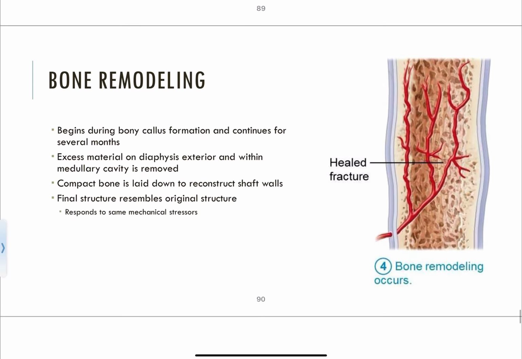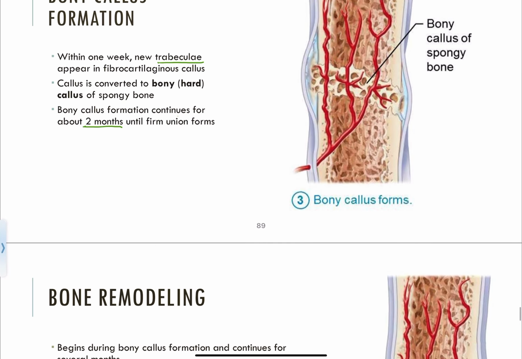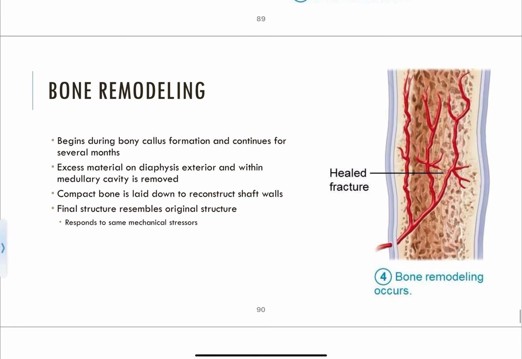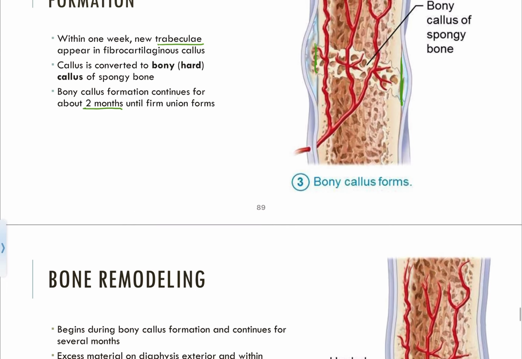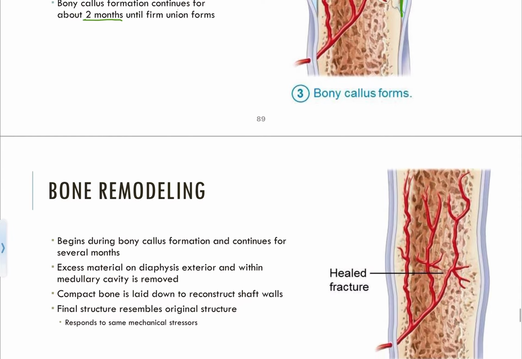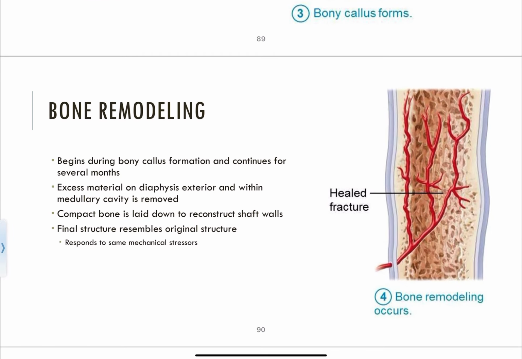The last step is bone remodeling, because if you look up here, our bone's kind of not in the right place where we really want it to be. We still have some excess on the outside, so we go in and clean it up and do some bone remodeling. This remodeling can continue for several months, and even a year or two after you fracture a bone, you could still feel some of the area where it was broken. All that excess material that we saw up here on our diaphysis, we remove, and within the medullary cavity as well. So all of that excess stuff.